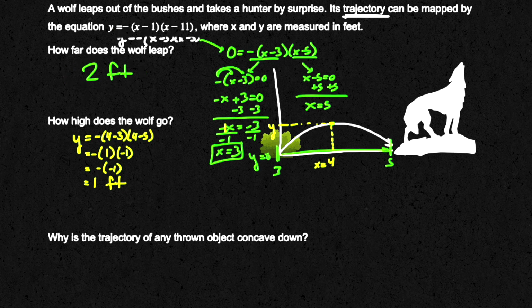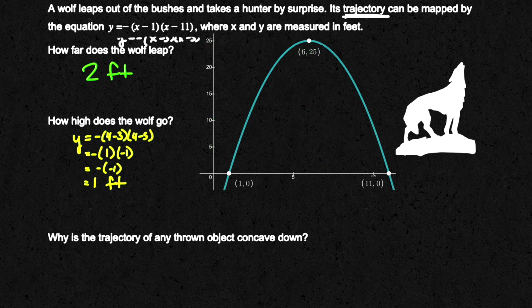So remember, the original equation was y equals negative and then x minus 1 times x minus 11. And it's totally unreasonable because, first of all, this is saying that the wolf leaps from 1 foot to 11 feet, which is 10 feet, and that's pretty ridiculous in itself. But also the vertex for this thing ends up being 25 feet in the air, and there's no way that wolf is going to leap 25 feet in the air.